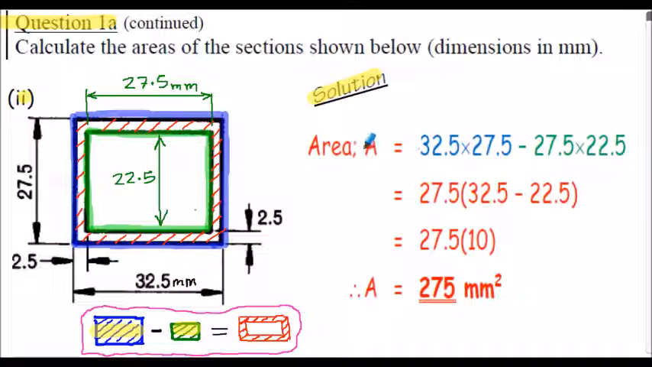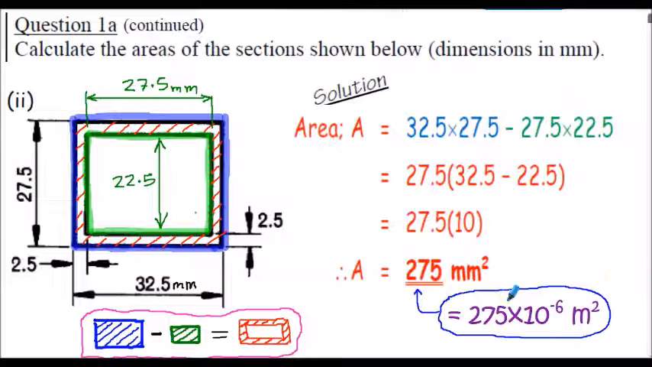So calculations, outside rectangle is 32.5 millimeters by 27.5 millimeters shown here, and I subtract from that the inside rectangle, which is 27.5 millimeters multiplied by 22.5 millimeters, and that's shown here. On the next line I simply factorised on the 27.5, which is common to both terms. Evaluating, the area of the rectangular hollow section is 275 millimeters squared. And again for reference, just stating the area in terms of meters squared.